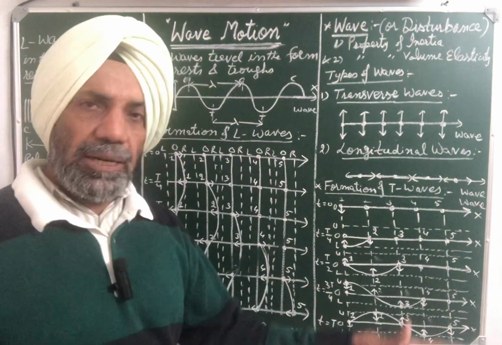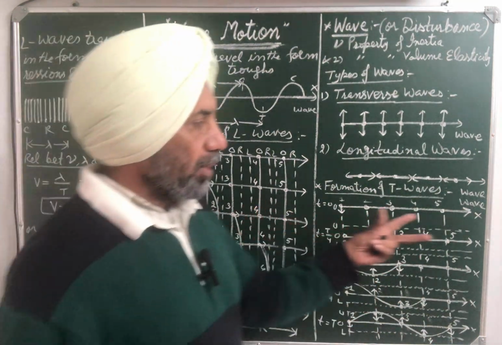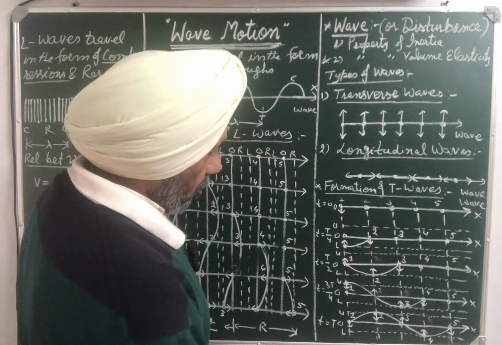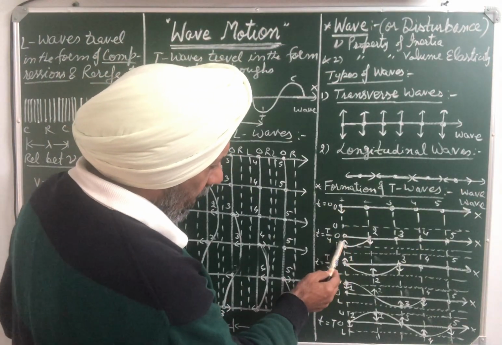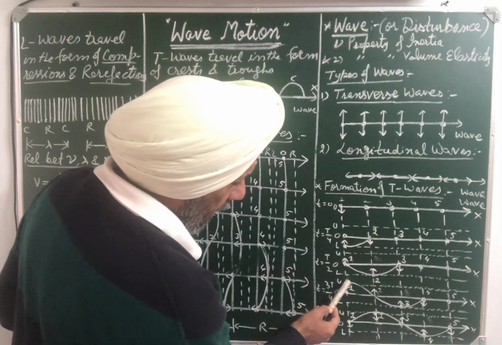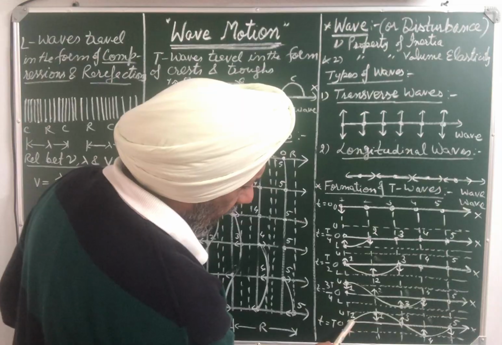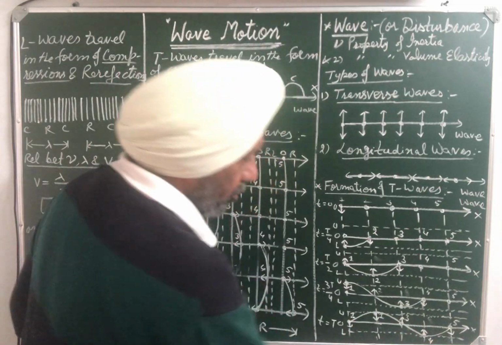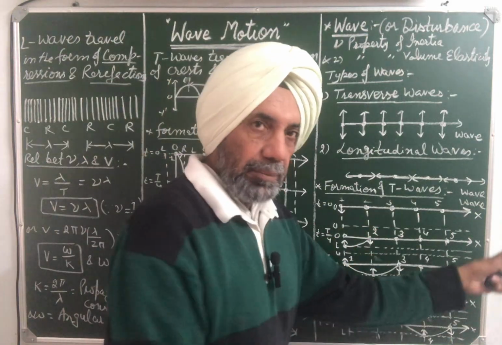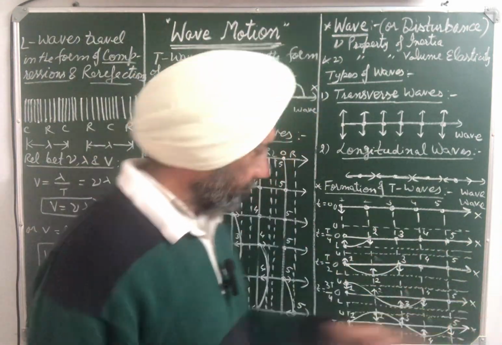So this process continues. I have taken just the example of 5 particles. There may be a number of particles. So if we join the disturbed particles by a smooth curve, you'll get curves like this, at t equal to 3T/4, at t equal to T. So this is how a wave propagates through a medium. Wave advances through a medium.